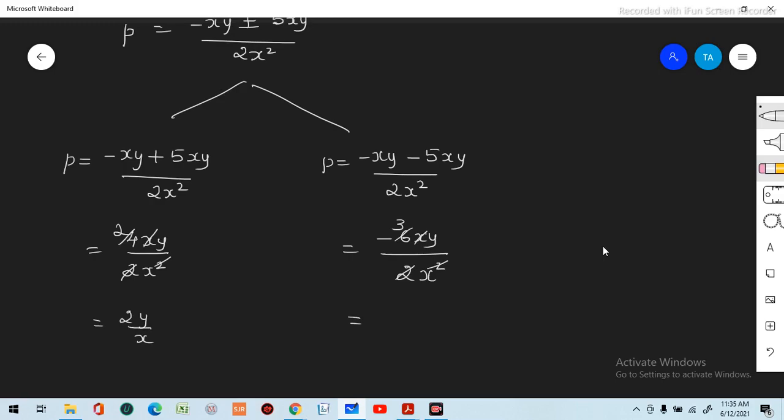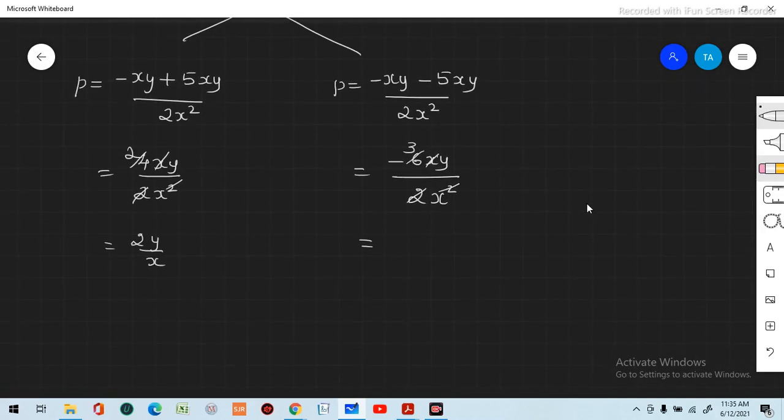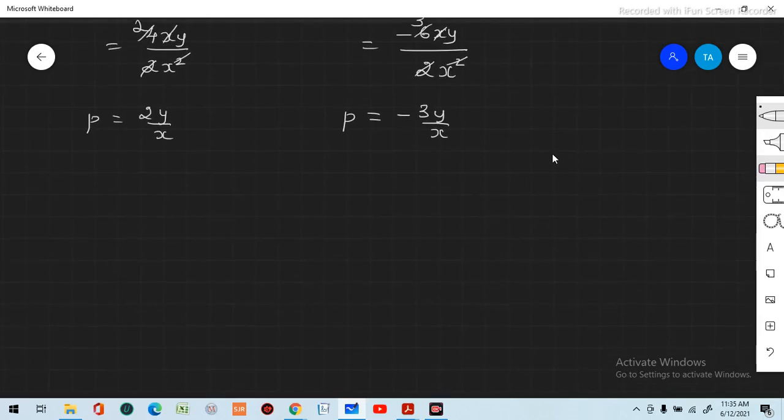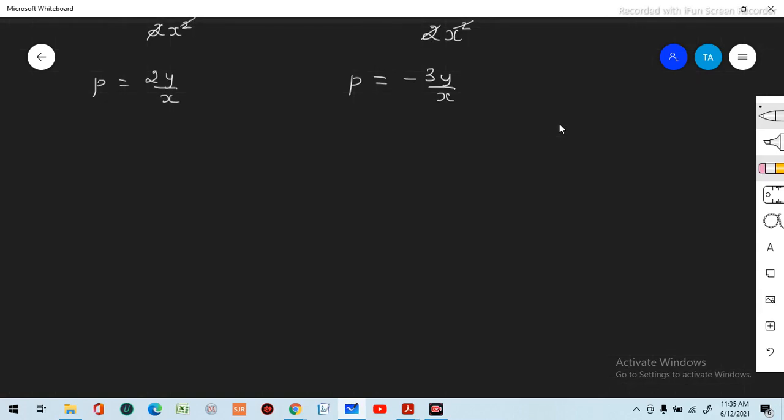What am I left with for the second one? Minus 3y divided by x. So we have found out the roots of the equation in terms of p. What is the second part?